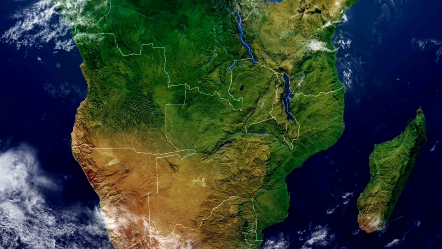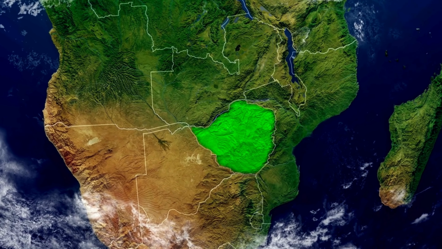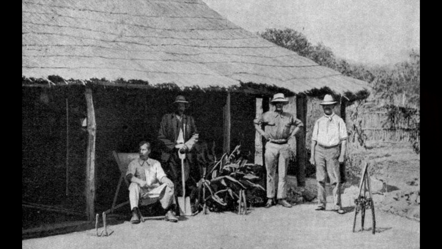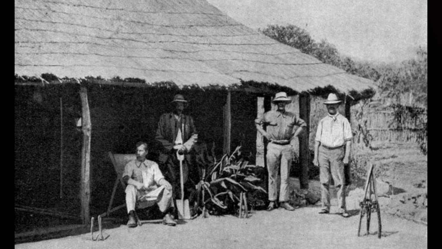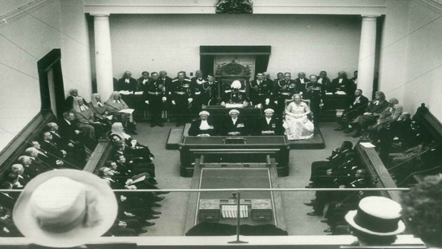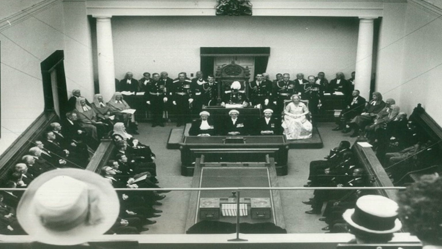When Southern Rhodesia, which is now Zimbabwe, changed from company rule to responsible government in 1923, many policies were implemented to limit African economic potential. The Land Apportionment Act of 1930 is an example of such policies.